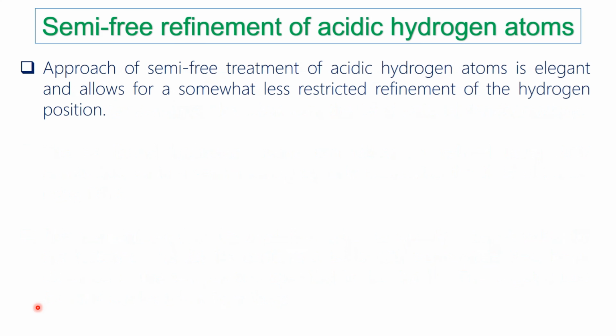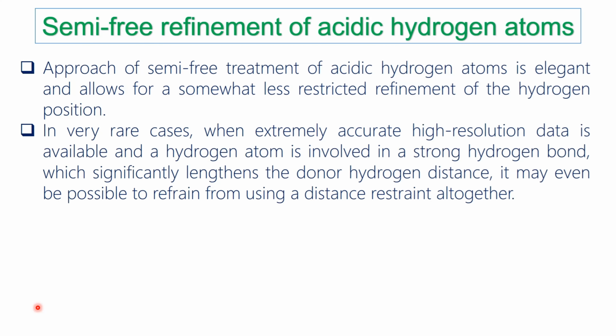The approach for the semi-free treatment of acidic hydrogen atoms is elegant and allows for a somewhat less restricted refinement of the hydrogen position. In very rare cases, when extremely accurate high resolution data is available and a hydrogen atom is involved in a strong hydrogen bond, which significantly lengthens the donor-hydrogen distance, it may even be possible to refrain from using a distance restraint altogether.